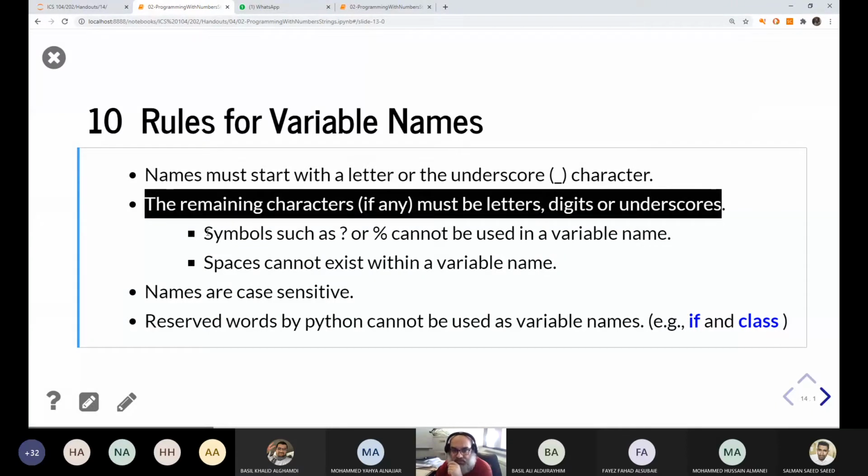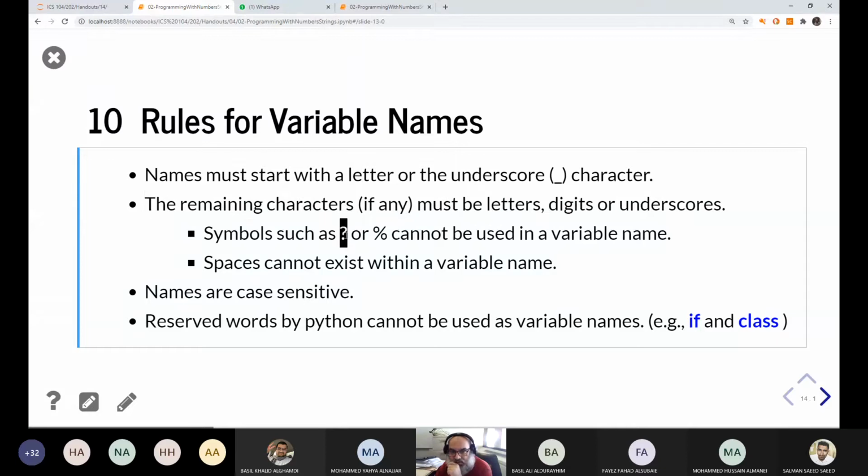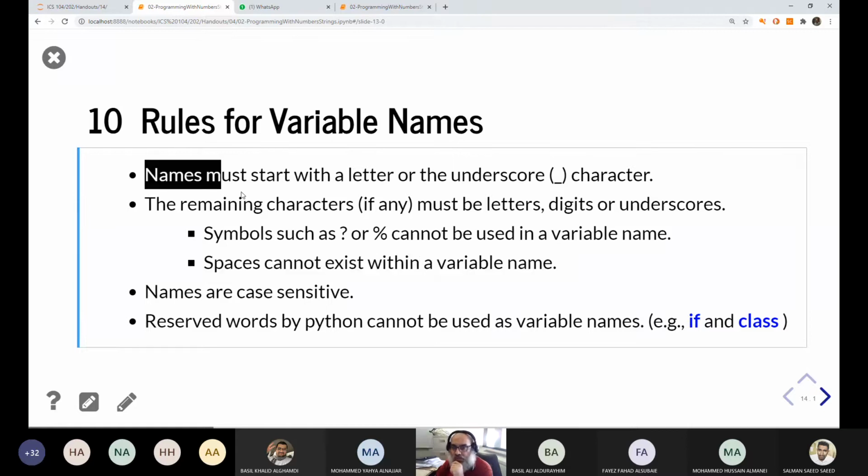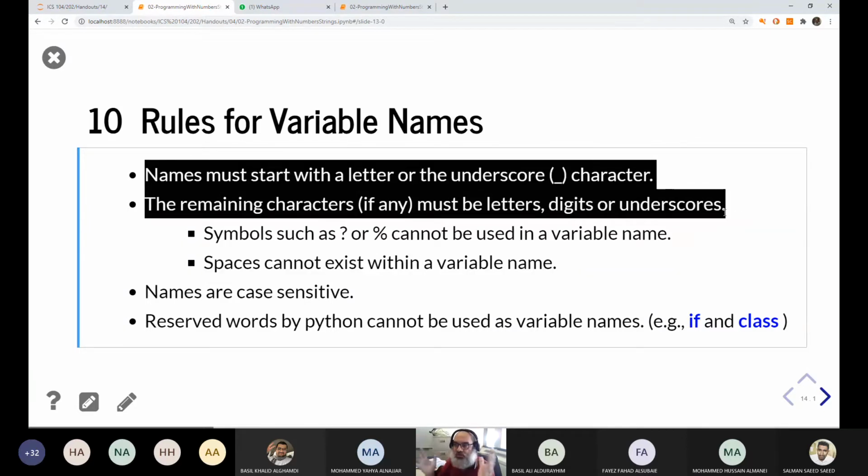So symbols such as the question mark, the percentage sign, and the quotation mark cannot be used in a variable name. Spaces cannot exist within a variable name either. You cannot have a variable name that looks like two words. So these are the first two rules regarding the structure of a variable name, what constitutes a variable name.